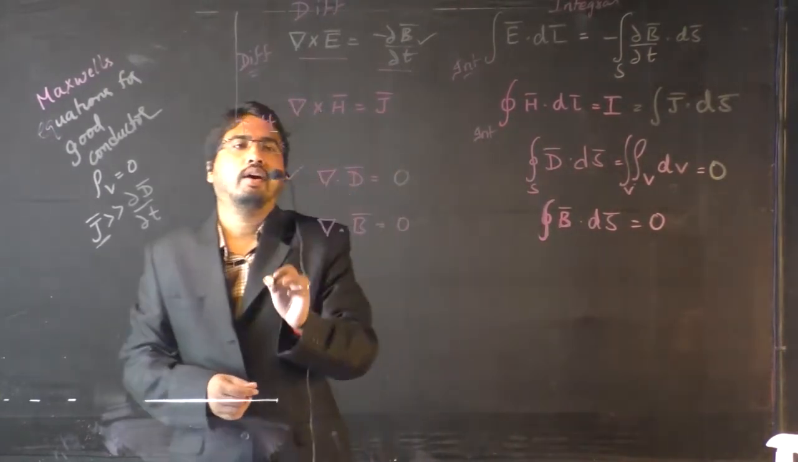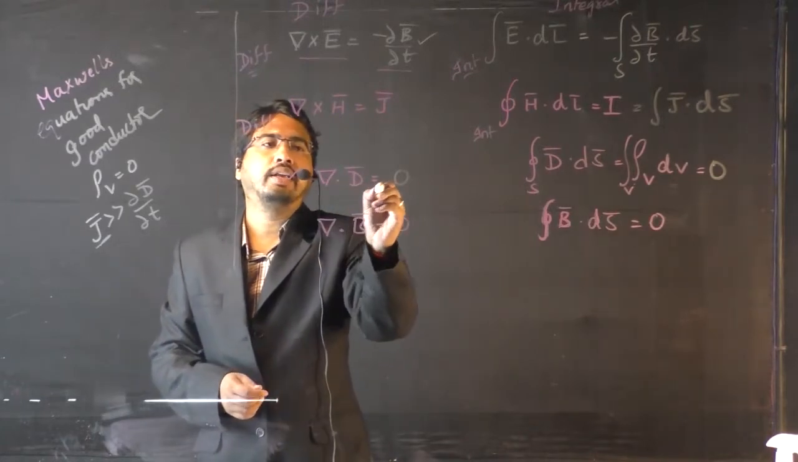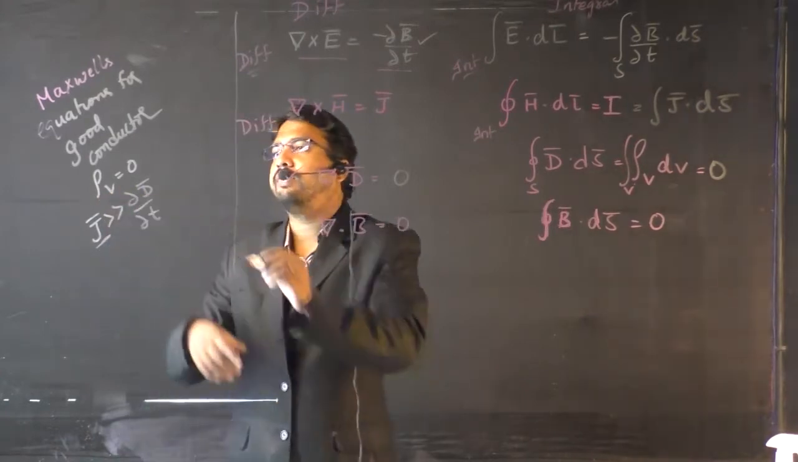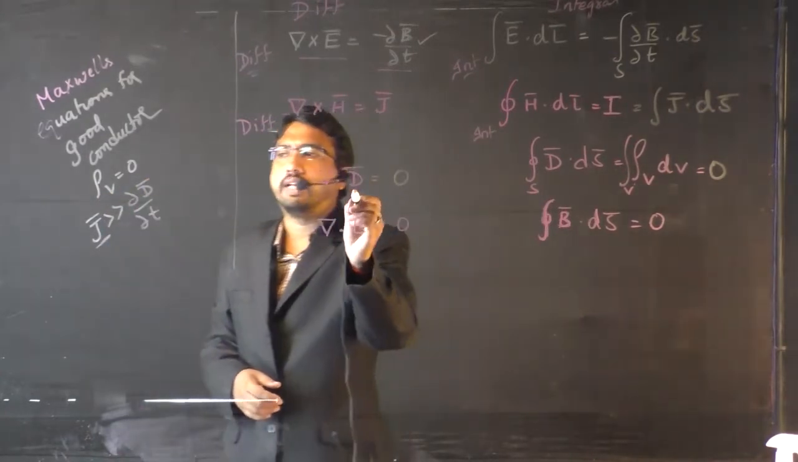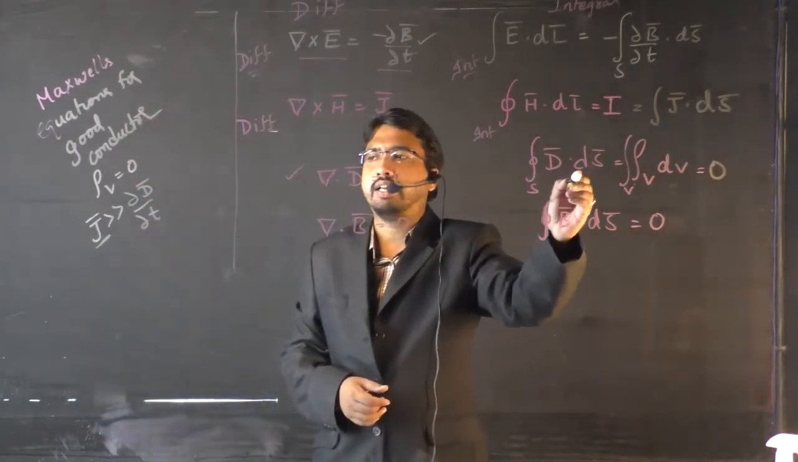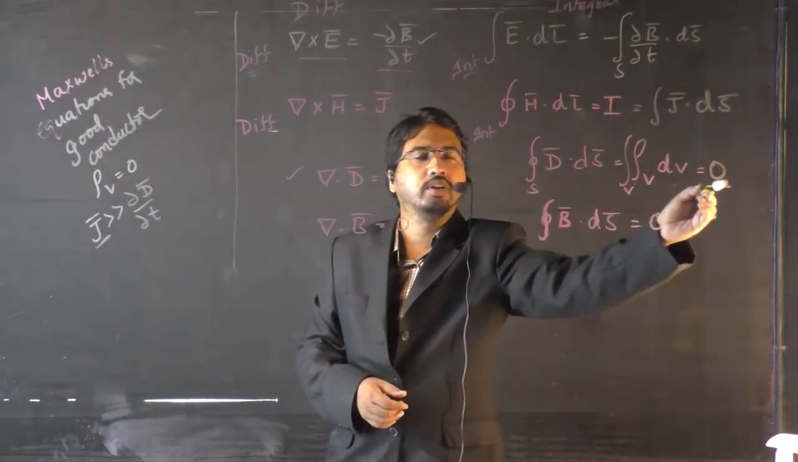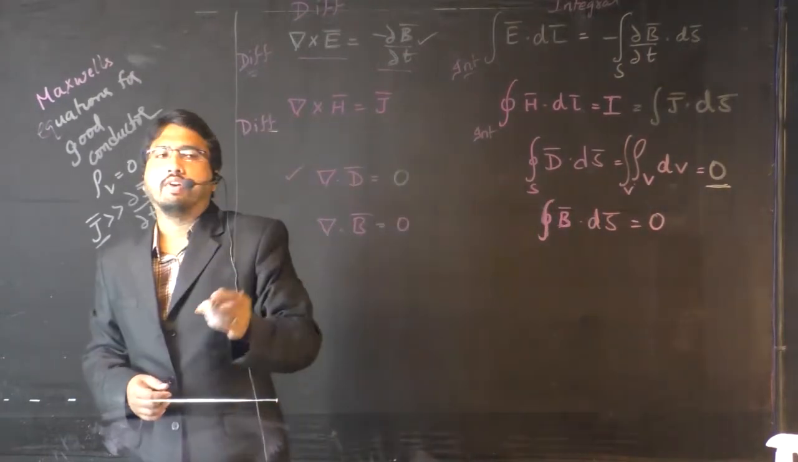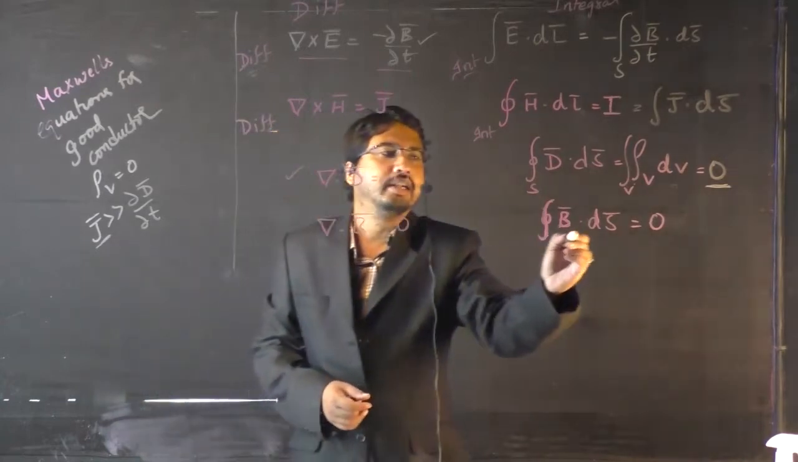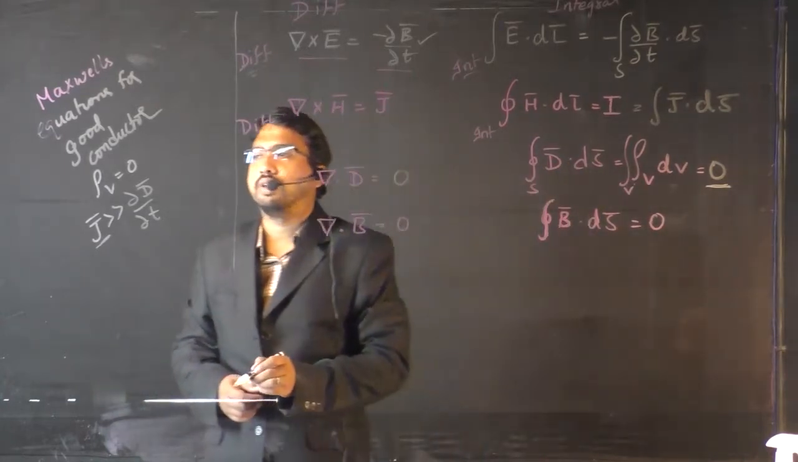Next, for Gauss law, we are saying that del dot D bar is equal to rho v. But for a good conductor, what is the value of rho v? That is equal to 0. So del dot D bar is equal to 0. And in integral form, integral D bar dot ds bar should also be equal to 0. Now for static magnetic field, anyway del dot B bar is equal to 0 and integral B bar dot ds bar should be equal to 0.